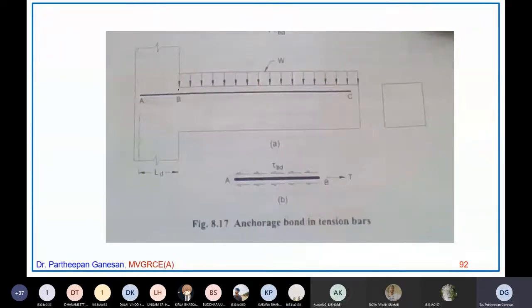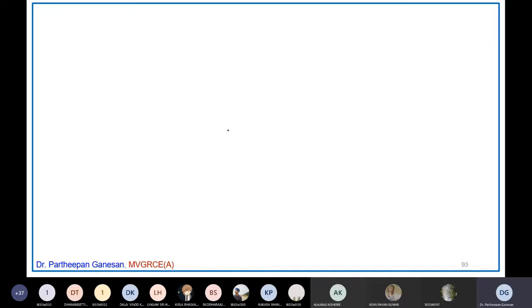If you break a system here, it is subjected to tensile force, and the entire tensile force is taken by this bond force here. Only here, this is the bond force. So this is the anchorage bond in tension. If this length is not sufficient, you will bend the bar like this. Okay, so that is it.